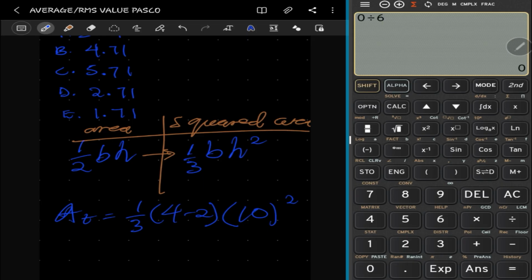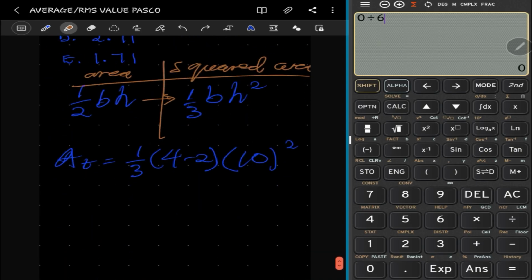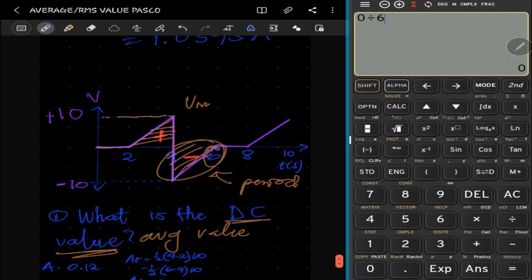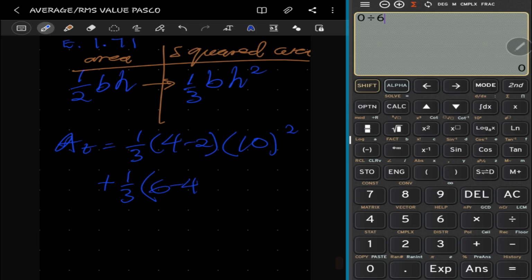But when it comes to the negative side, because we square the area, it no longer will be negative. It comes up here and becomes positive. We get something like this, but still the same formula, so we get a plus instead of a minus. We have 1/3, the base is 6 minus 4, and the height is still 10, squared.